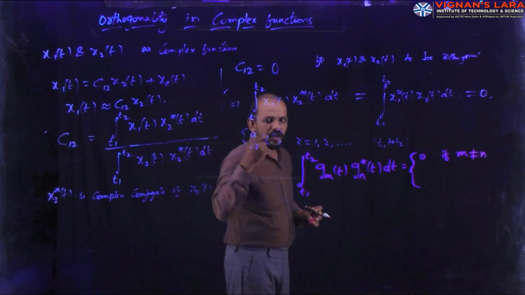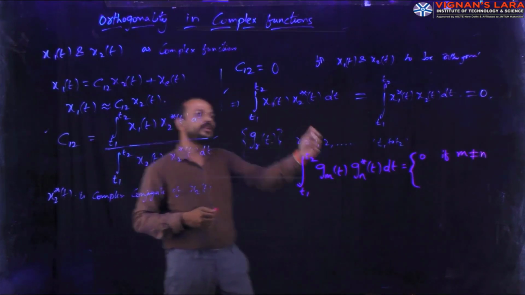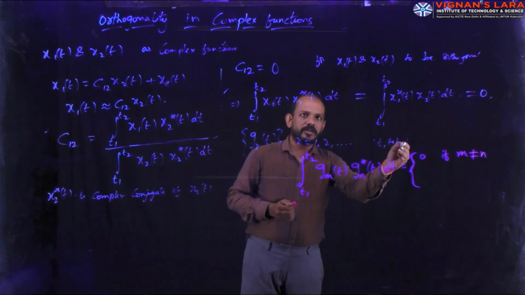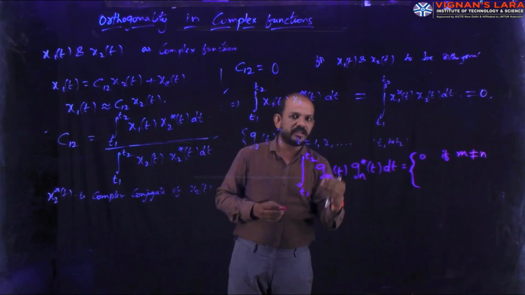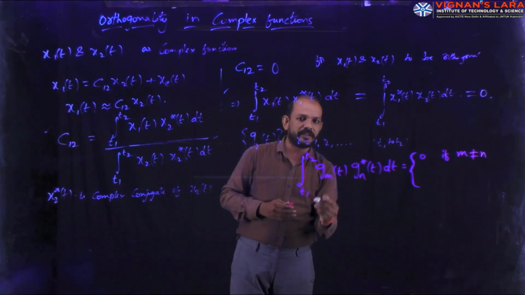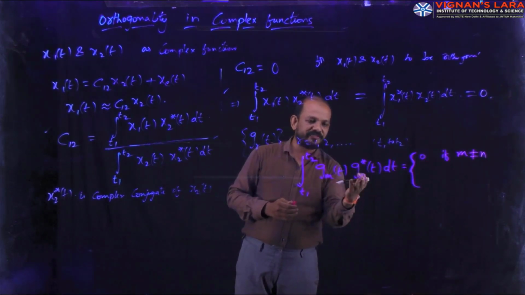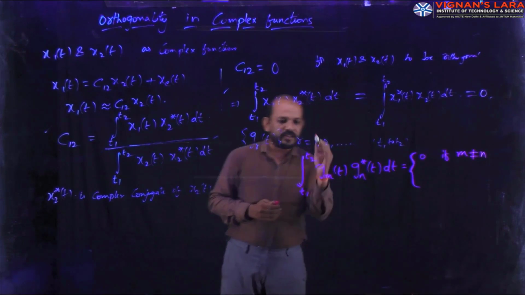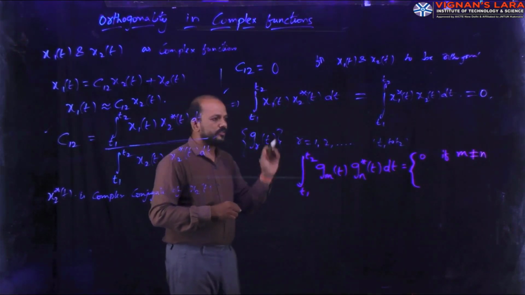Already I said g r of t is a set of complex functions which are mutually orthogonal over the interval t1 to t2. So I have to go for this equation. I represent it in generalized form because I am using m and n, where m is not equal to n, m is 1, n is 2, or m is 3, n is 5. Then I can write integral t1 to t2 gm of t gn star of t dt equal to 0.